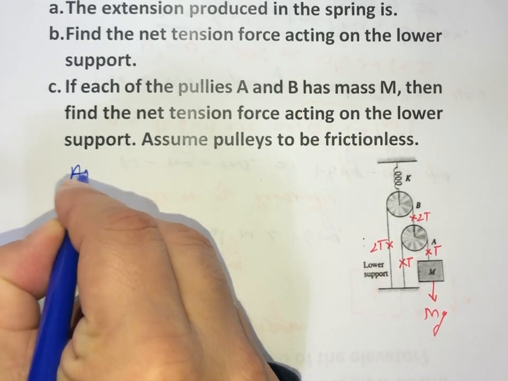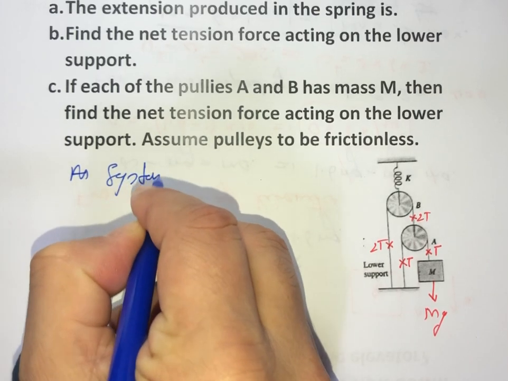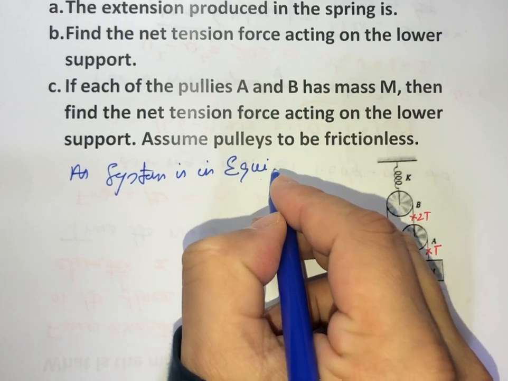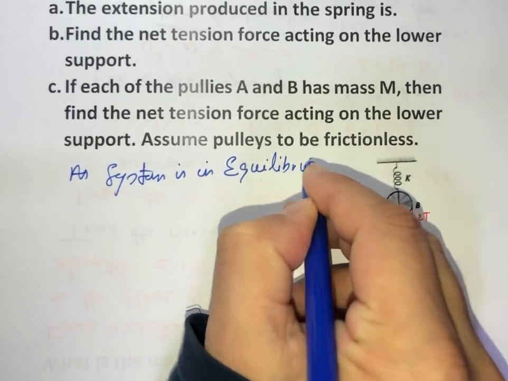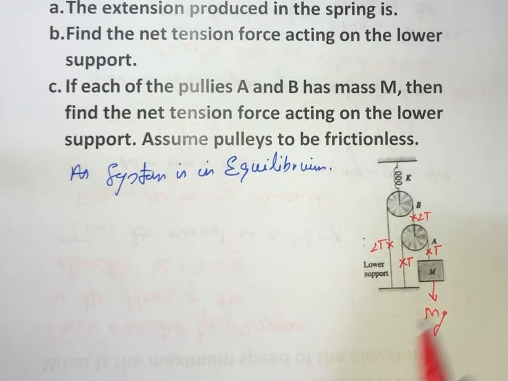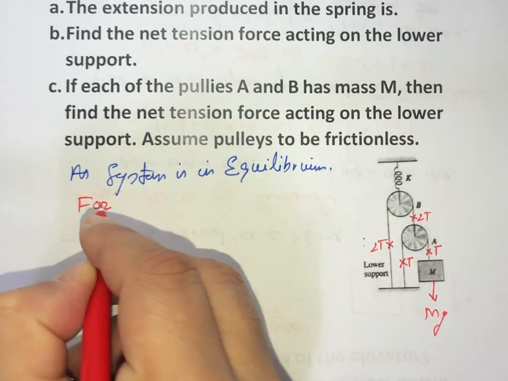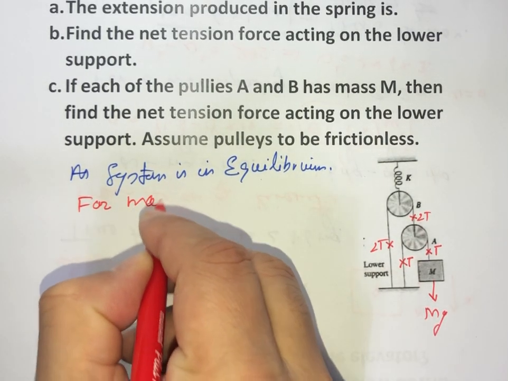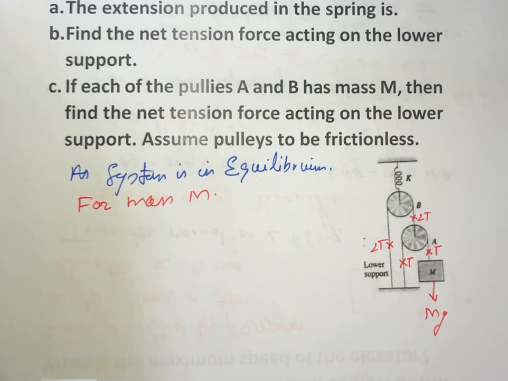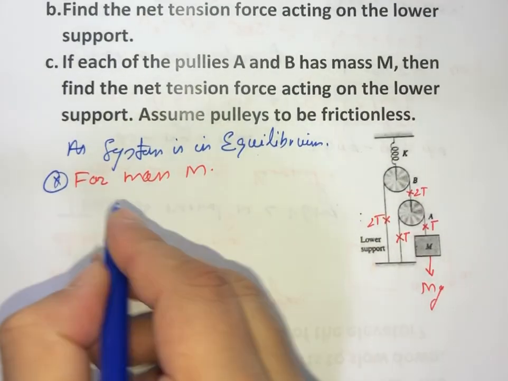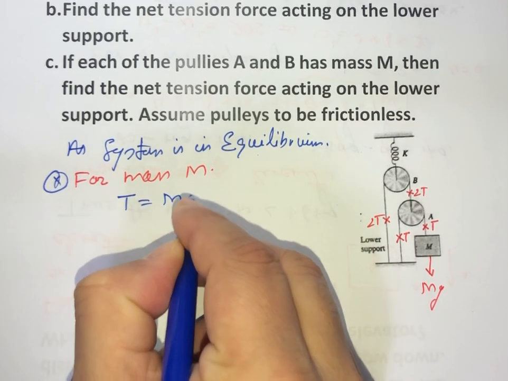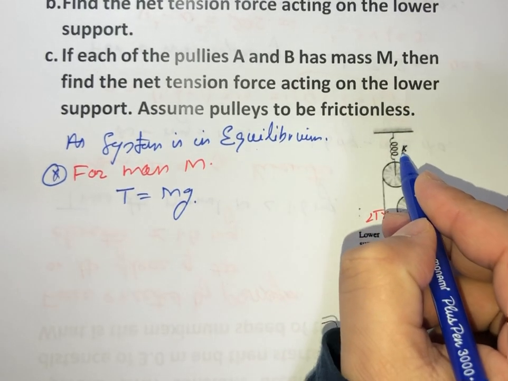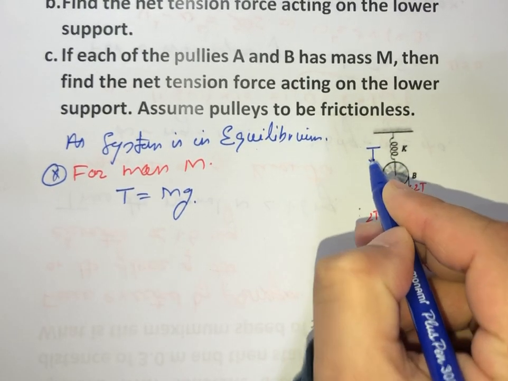So we can say, as the system is in equilibrium, for mass m, you can say tension T is equal to mg, and we also assume that the spring moves in the downward direction with the distance x.